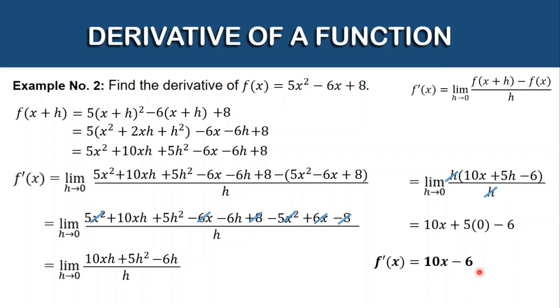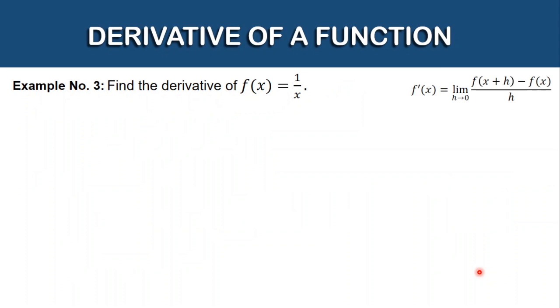Let's answer our third example. So, example number 3, find the derivative of f of x is equal to 1 over x. And again, here is our formula. So, umpisahan natin dun sa part na f of x plus h. So, substitute natin. So, ito lang yung part na yun. 1 over x plus h lang. Then, substitute na natin to sa ating formula.